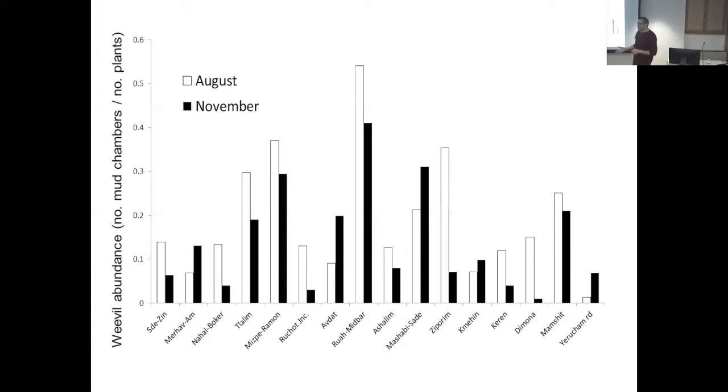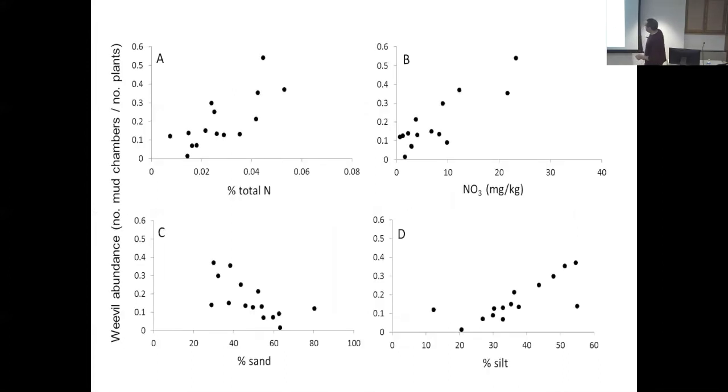This is part of what people didn't like, they said it's not important. But you see, it's everywhere, and it's correlated to nitrogen. When you have more nitrogen in the soil, you have more weevils, and also nitrate. This is correlated positively with nitrate and nitrogen, but negatively with sand, and positively with silt. So texture and nitrogen are correlated with these weevils.